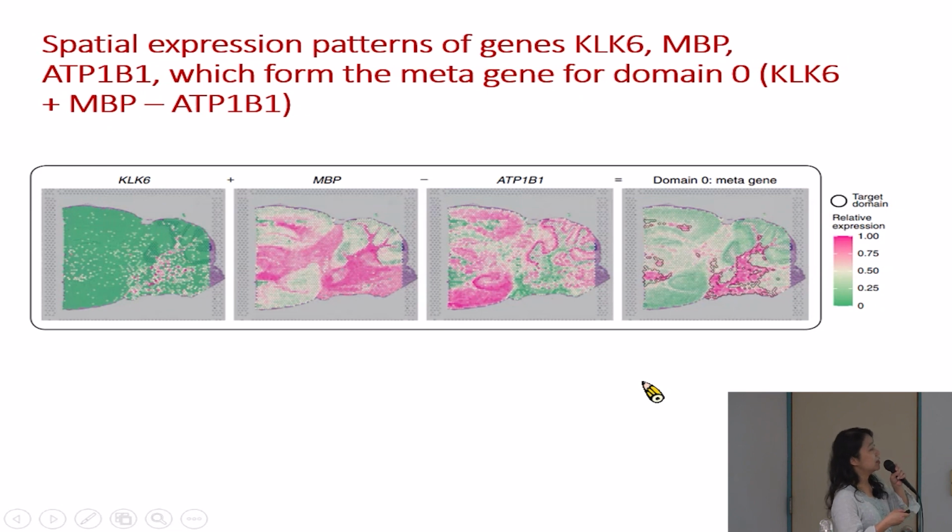Then this is another example, which shows the spatial gene expression pattern of the genes KL, K6, BP, and ATP1B1. They also use meta genes, which are defined as KL, K6 positive, BP positive, and ATP1B1 negative. Then using the meta gene analysis, we can define the brain tumor in a more specific region.